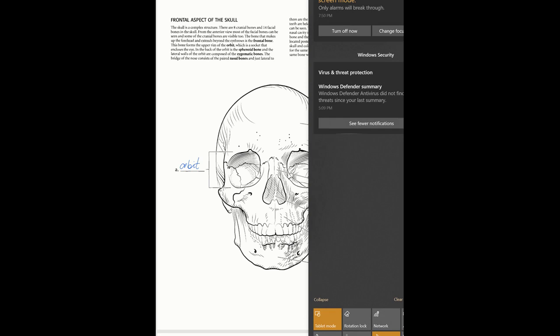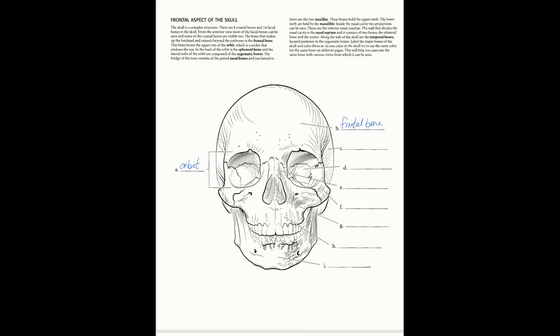Similarly, on the side, we have the temporal bone. And the temporal bone, again, it's named for the lobe it's protecting, so this is protecting the temporal lobe of the brain.